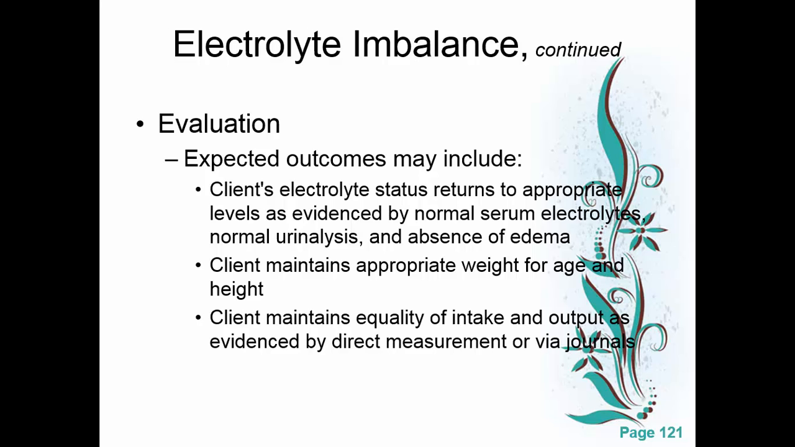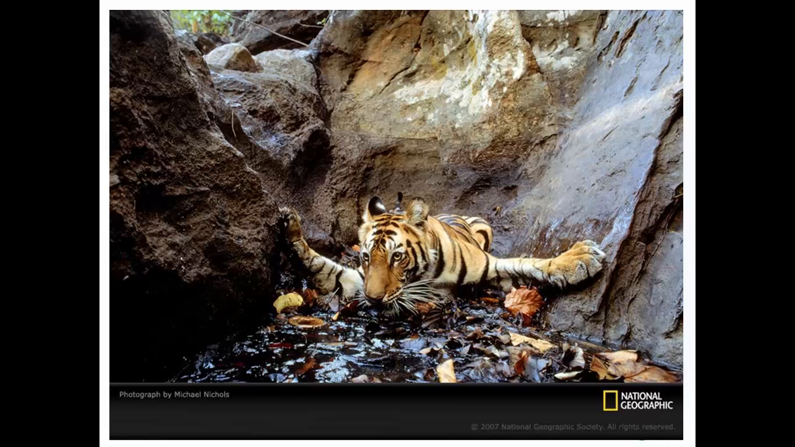Evaluation. Expected outcomes may include client's electrolyte status returns to appropriate levels as evidenced by normal serum electrolytes, normal urinalysis, and absence of edema. The client maintains appropriate weight for their age and height, and the client maintains equality of intake and output as evidenced by direct measurement or via journals that they may have kept at home as far as their intake and output.